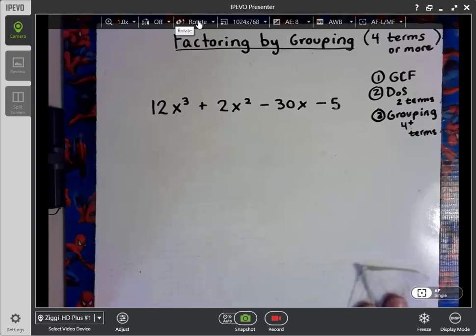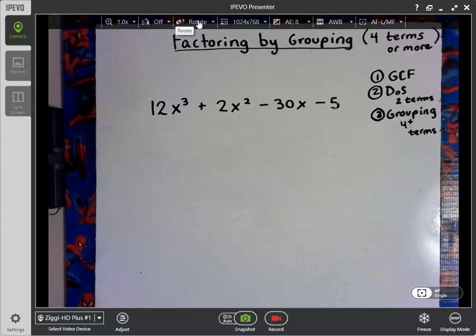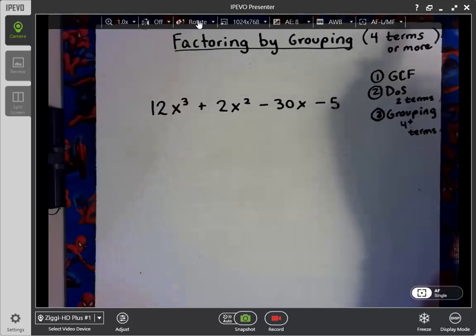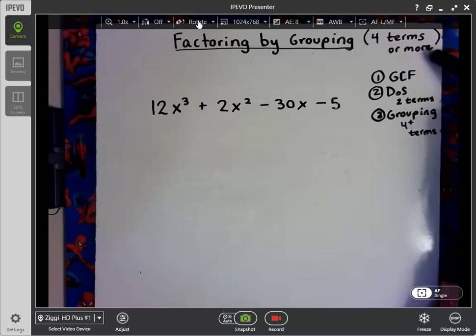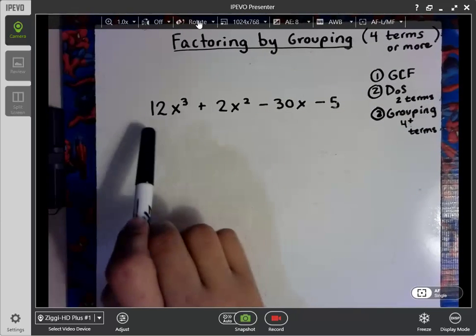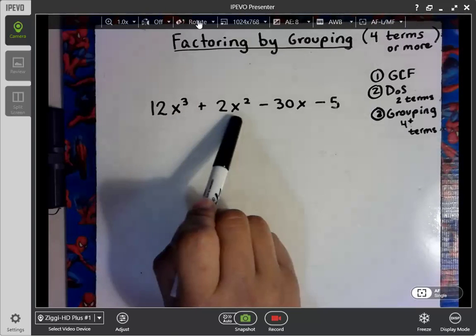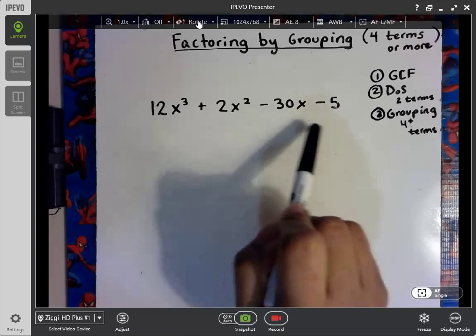Good morning, students. In this video, we're going to be reviewing factoring by grouping. Factoring by grouping is a technique to factor polynomials when we have 4 terms or more. We're going to be factoring 12x cubed plus 2x squared minus 30x minus 5.